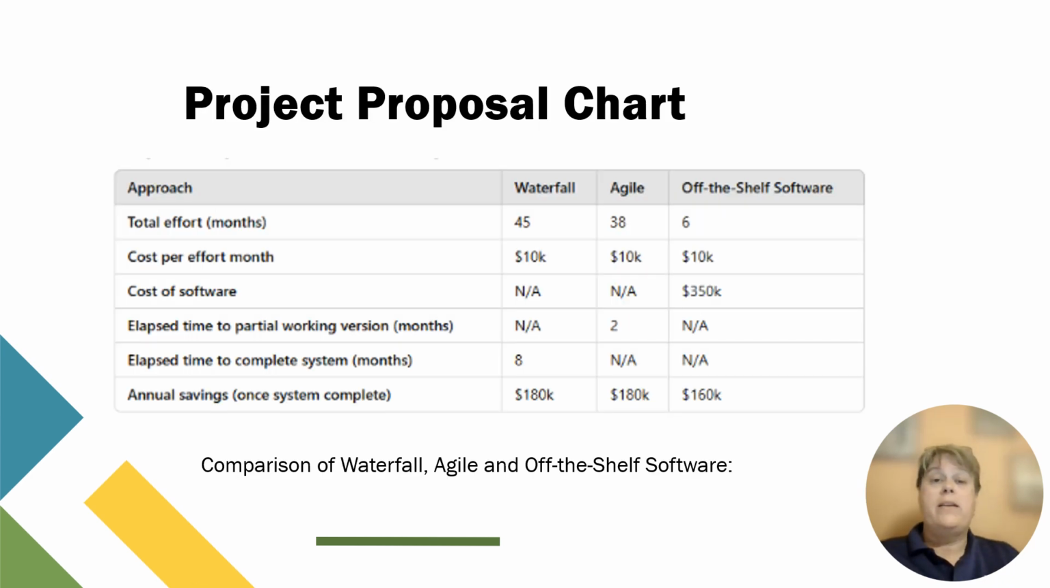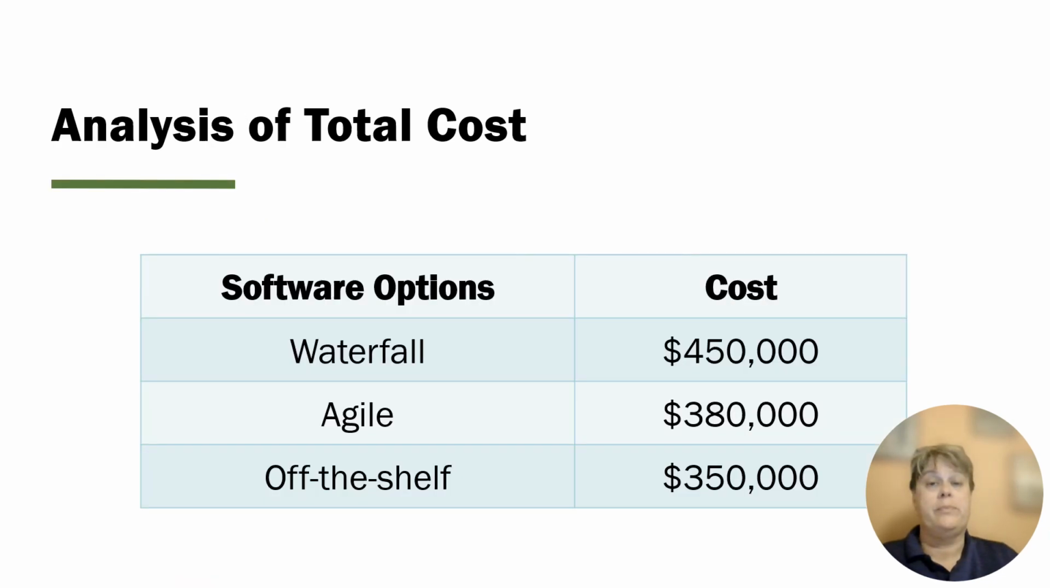This chart compares the three approaches in terms of cost and timeline. Waterfall, while requiring a longer timeline, is the most predictable, but it comes with significant challenges in adapting to change. Agile offers a slightly shorter timeline and offers flexibility in meeting evolving requirements, with similar savings. Off-the-shelf software, while offering the quickest implementation, falls short in terms of customization.